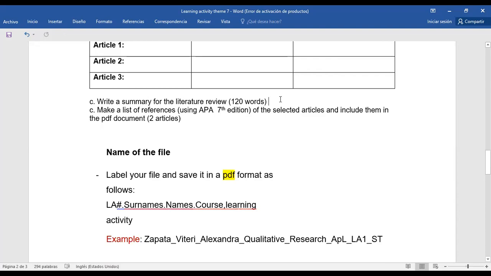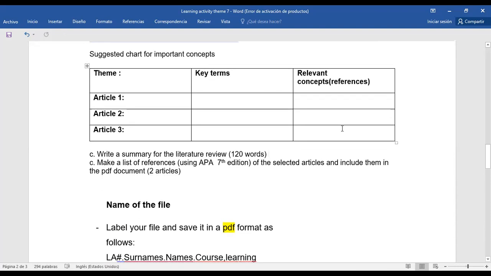And remember, the literature review, in the slide we saw, has an introduction. Then you continue with ideas based on the concepts. And of course, at the end, you need to give a kind of short conclusion. That is the idea. And of course, you need to use APA 7th edition for the references. And at the end, you need to write a list of references. Let's see. I'll select them and include them in the PDF document. 3 articles here.